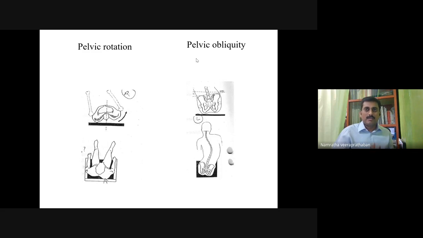I will repeat it again. In anterior pelvic tilt, the ASIS will be in front of the GT. In posterior pelvic tilt, the ASIS will be behind the GT. In pelvic rotation, one ASIS will be forward of the other. In pelvic obliquity, one ASIS will be higher than the other. All right, these are the 4 asymmetries of the pelvis.